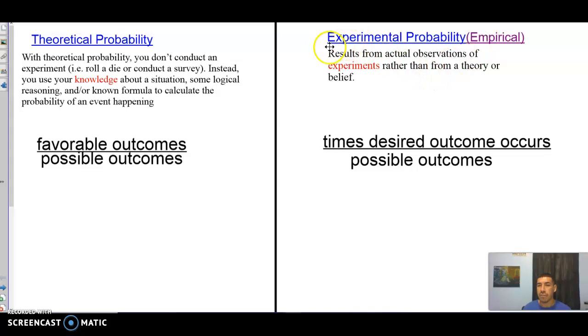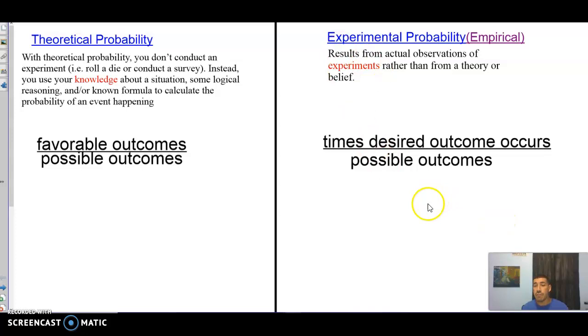Let me go to the other side of the screen. Experimental probability. This is also known as empirical probability. For my students in my math models class, we will be using the word empirical probability. If you're in my geometry, we will call it experimental probability. And this results from an actual observation of experiments rather than from a theory or belief. So for this type of probability, you actually conduct an experiment. For example, you roll a die or you select a card at random.